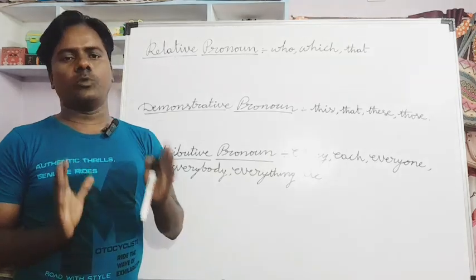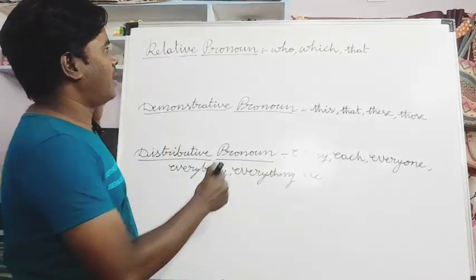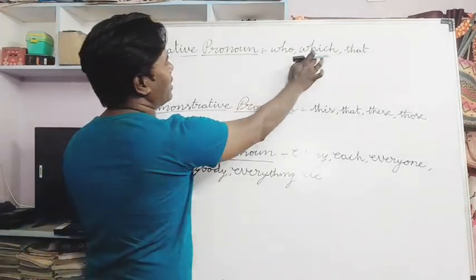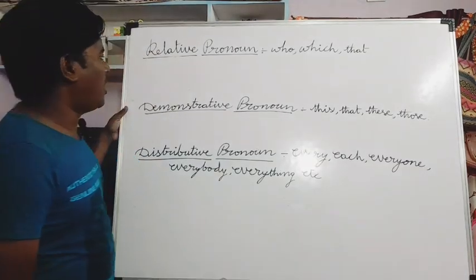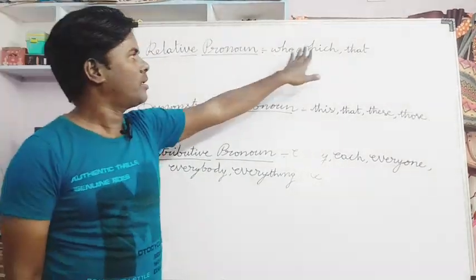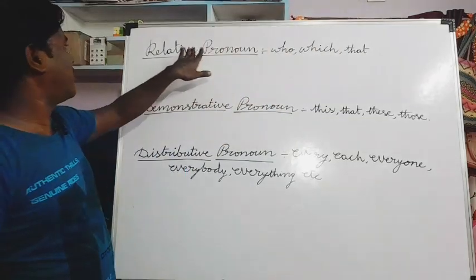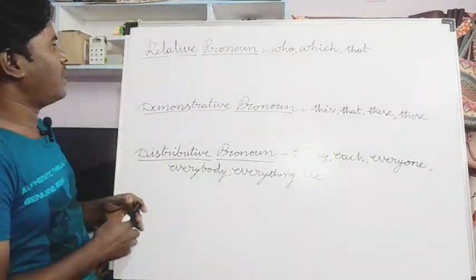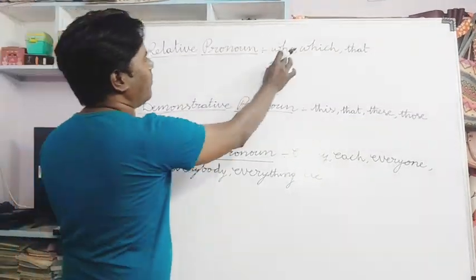We use a relative pronoun to combine two sentences or two clauses, right? Here we use who, which and that. We use these three as relative pronouns, right? So here who is used for persons.